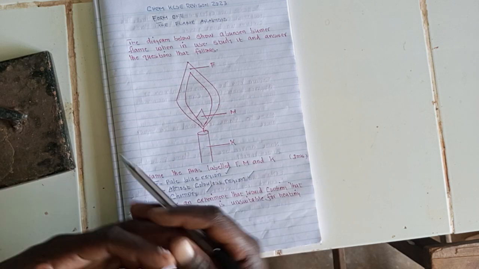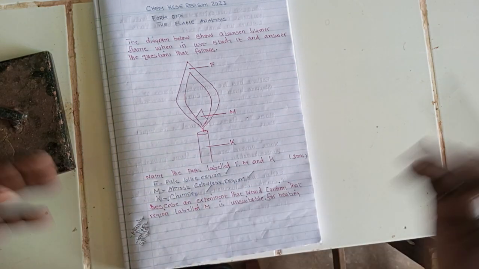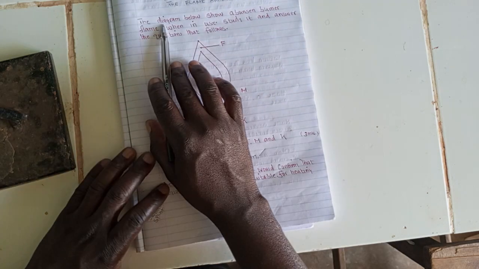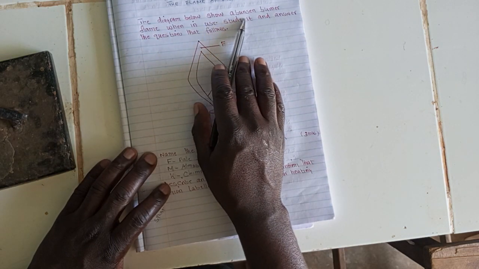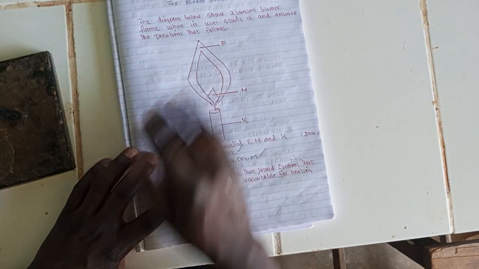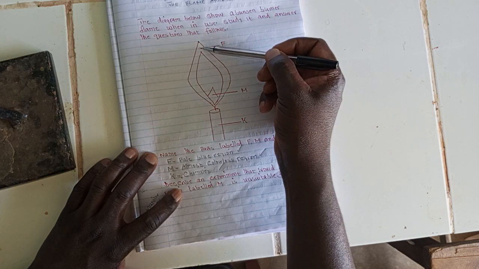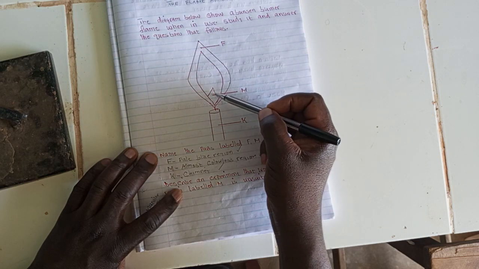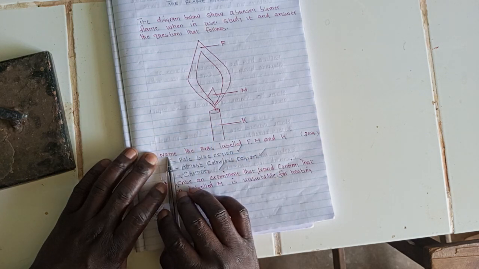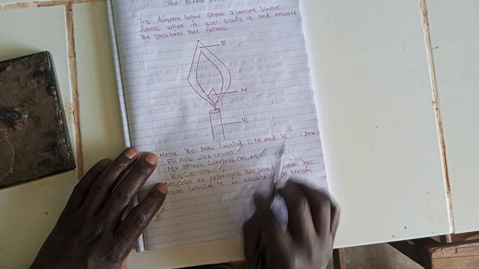So let us look at the flame analysis, all the questions that can be set from the flame. The diagram below shows a Bunsen flame when in use. Study it and answer the question that follows. We have F, then we have M, then we have K. The question is: name the parts labeled F, M, and K.